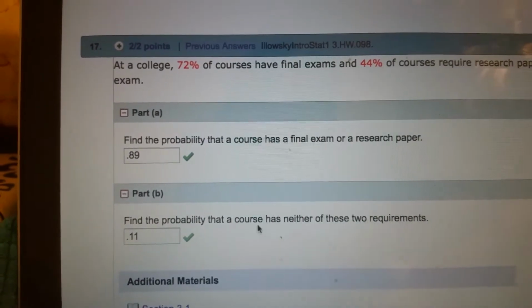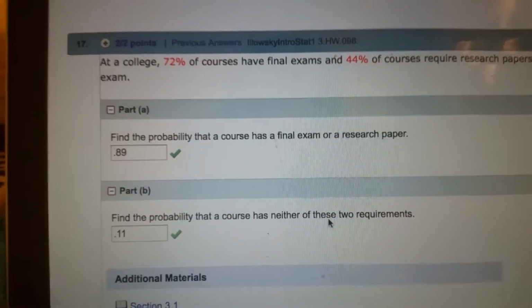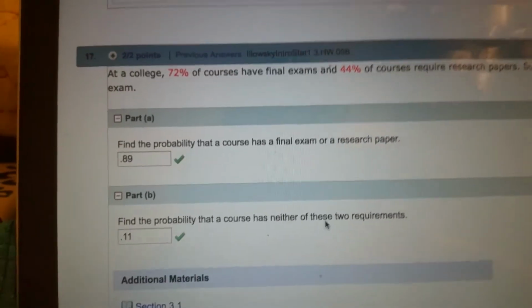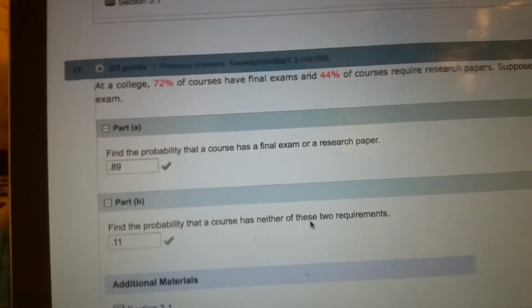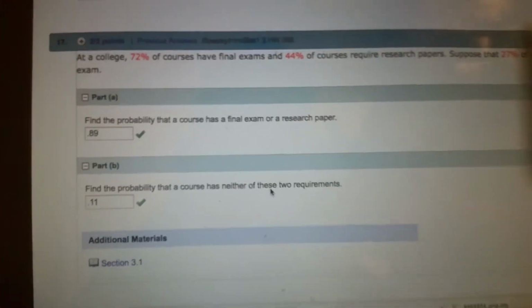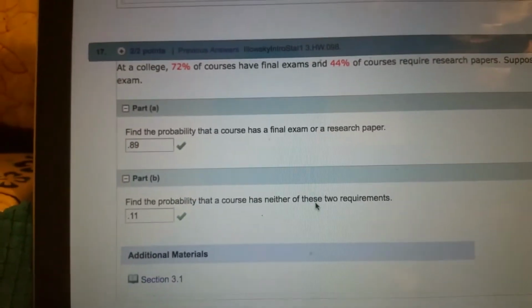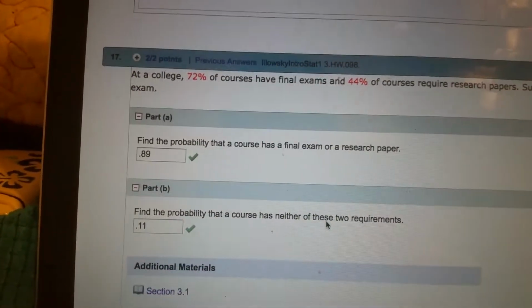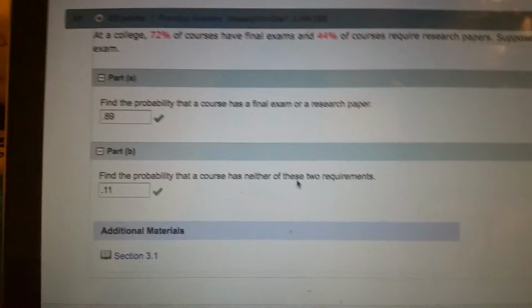Find the probability that a course has neither of these two requirements. Again, you have to subtract it from 1, 1 minus 0.89, and you're going to get 0.11. Or if you went 100% minus 89%, it's 11%. Move the decimal over 2 times, you got 0.11.